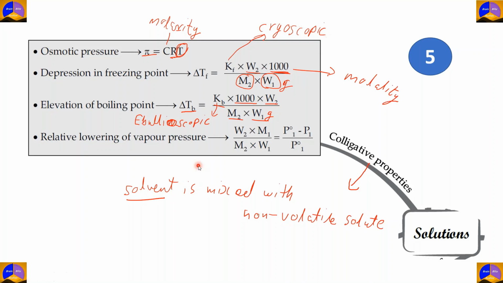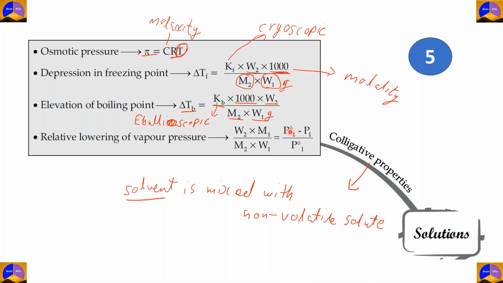The last colligative property is relative lowering of vapor pressure. The formula here is given as W2 into M1 divided by M2 into W1. W2 is weight of the solute, M2 is molar mass of the solute, W1 is mass of the solvent, and M1 is molar mass of the solvent.